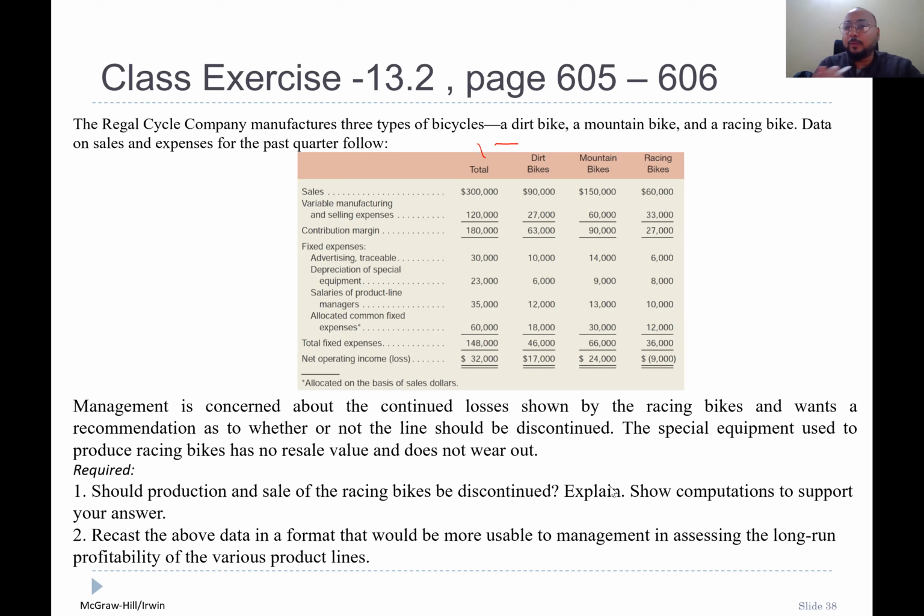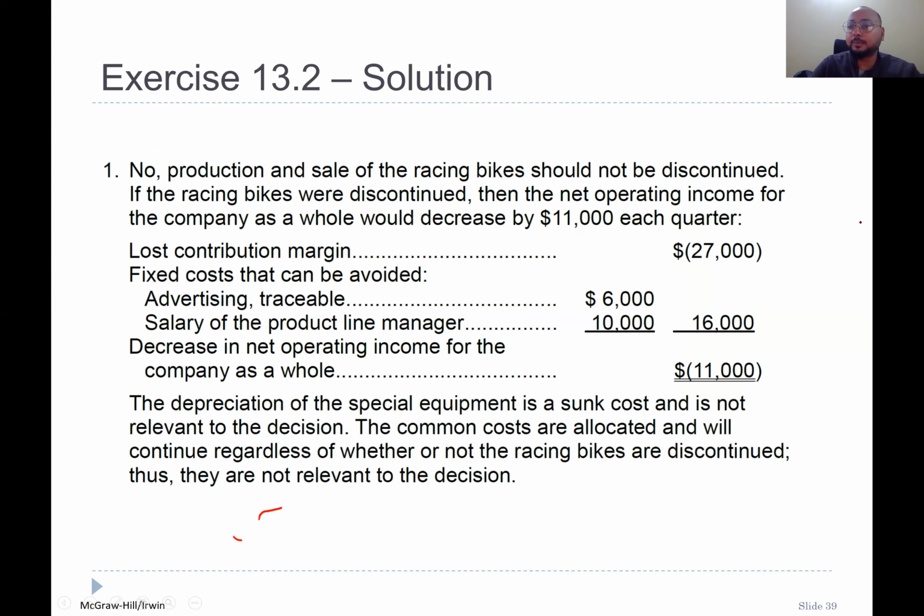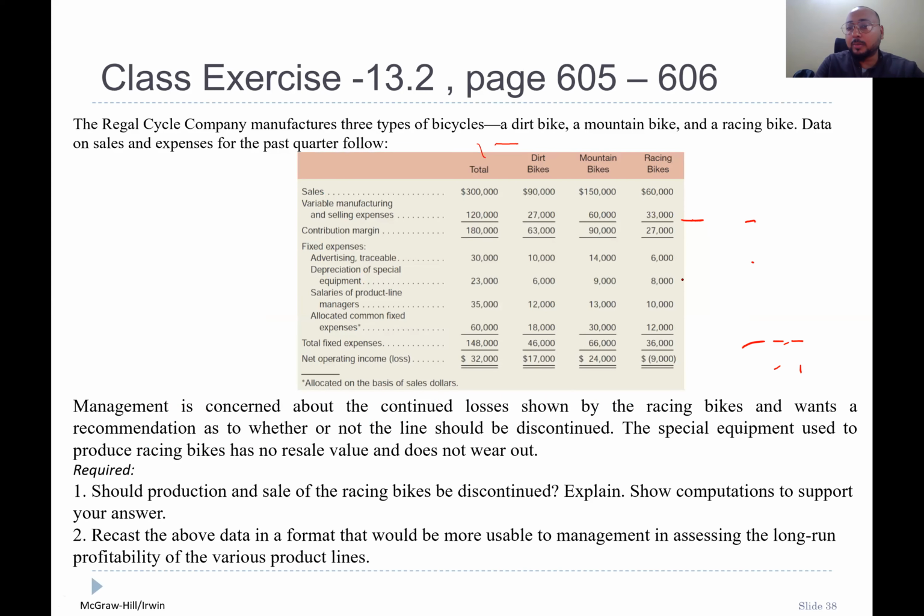So here, if we drop it, we would be losing income 27, right? So you say minus 27. Let's see the answer. You will save the cost of advertising and the salary of the product line manager. So you are losing 27,000 and saving 16,000. Here you see that we talked about depreciation not being included.